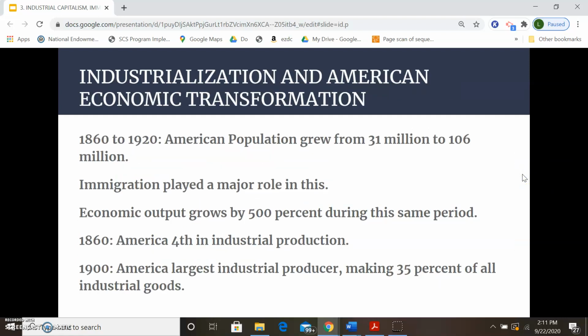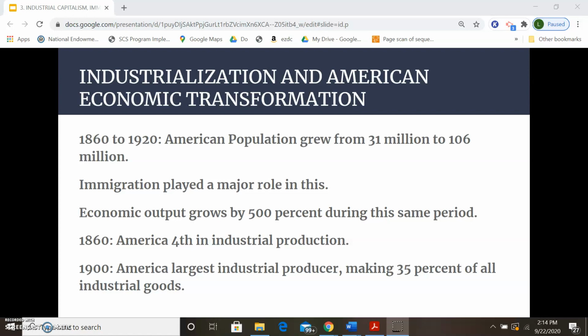So why does this happen? Well, this happens for a number of reasons. First and foremost, the American population grows massively during this time period. In 1860, there were 31 million people living here. By 1920, there was about 106 million. So what we're looking at is 60 years, the population almost quadrupling.